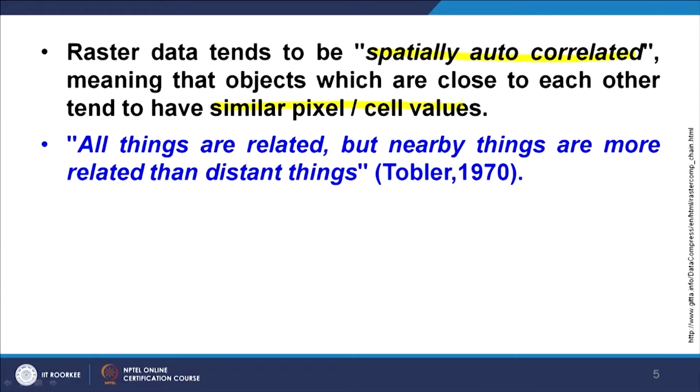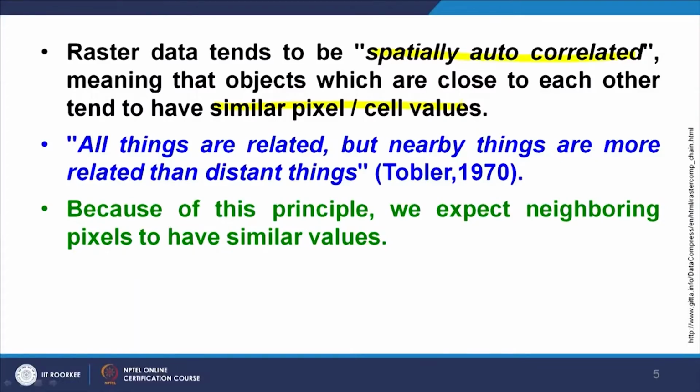This is Tobler's law. In 1970 he proposed that whatever is nearest influences more than what is far away. This is now also seen in the corona pandemic, where we are advised to keep at least 6 feet or 2 meters distance between two persons so that we do not get infected. If we keep the distance, the influence would be much less in the case of corona.